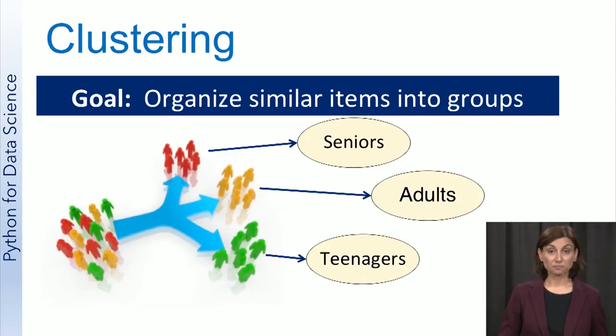Next is clustering. In clustering, the goal is to organize similar items into groups. An example is grouping a company's customer base into distinct segments for more effective targeted marketing, like seniors, adults, and teenagers, as we see here. Other examples include identifying areas of similar topography, for example, mountains, desert, plains, for a land use application, and determining different groups of weather patterns, like rainy, cold, or snowy.